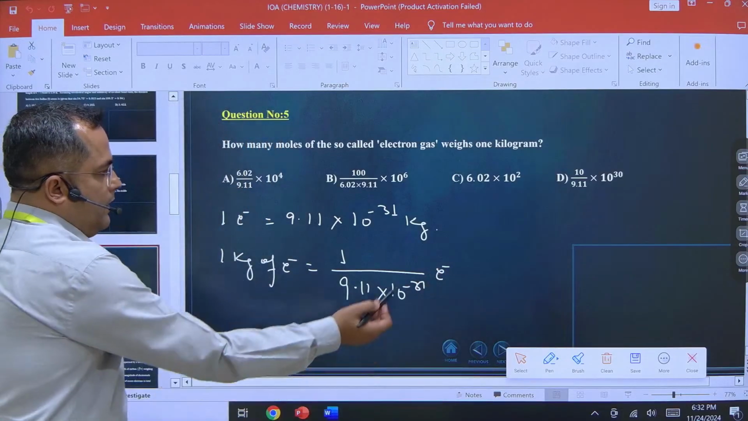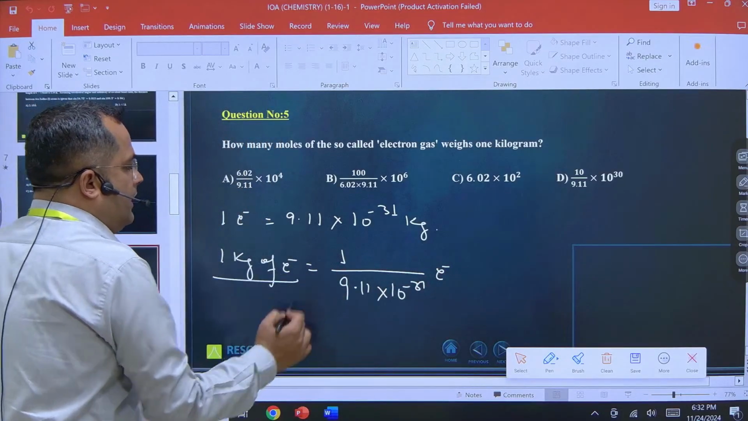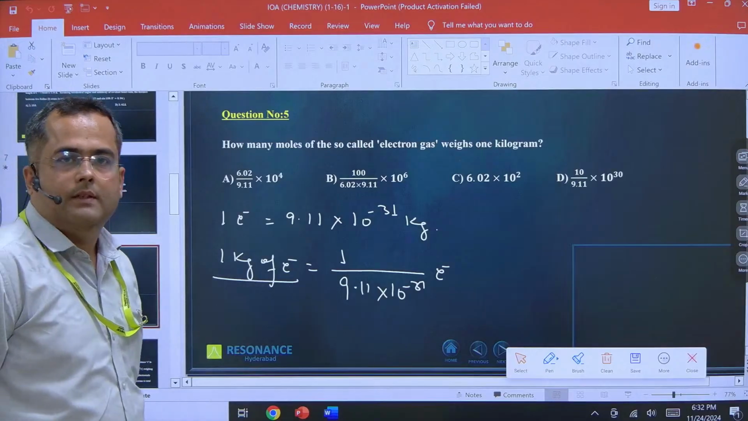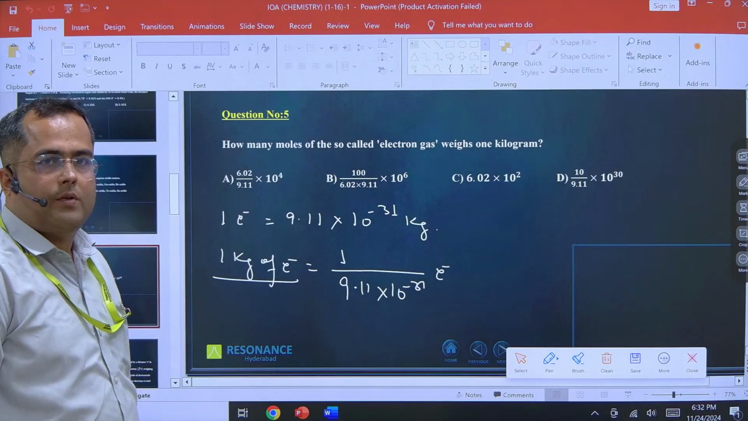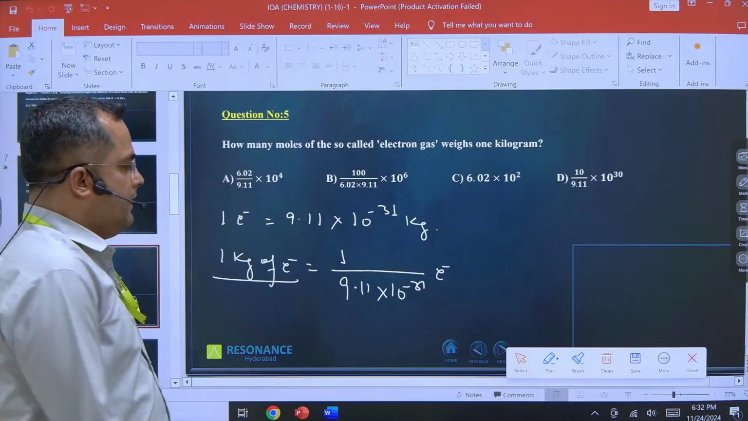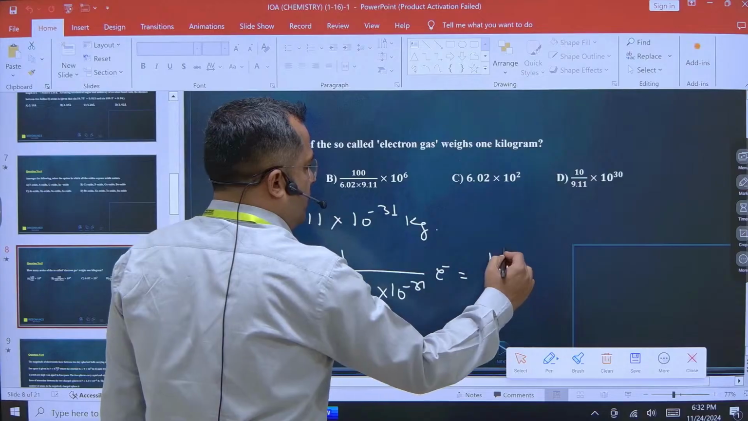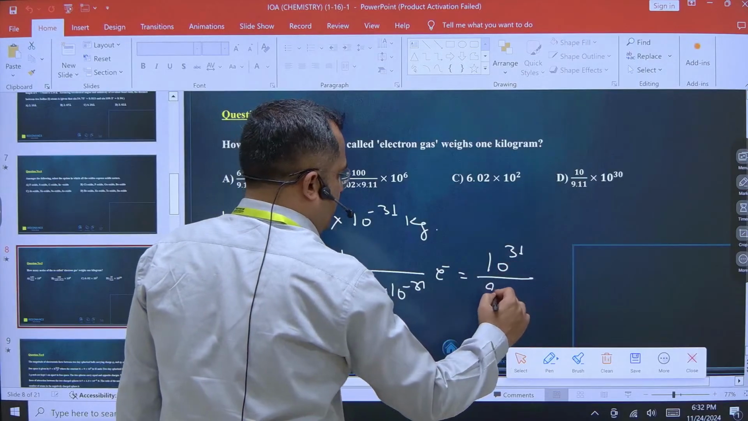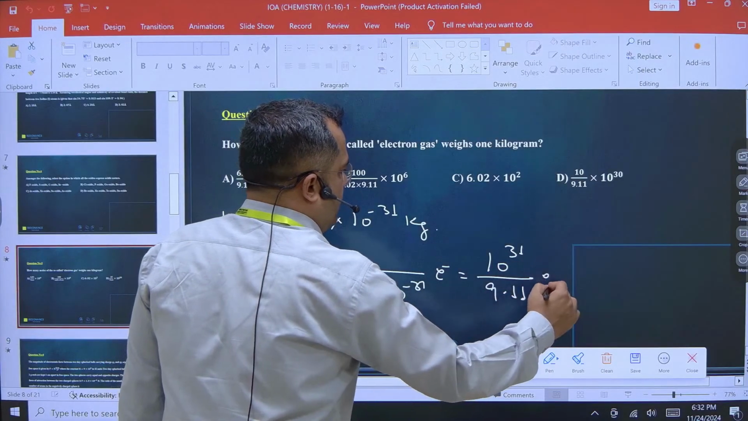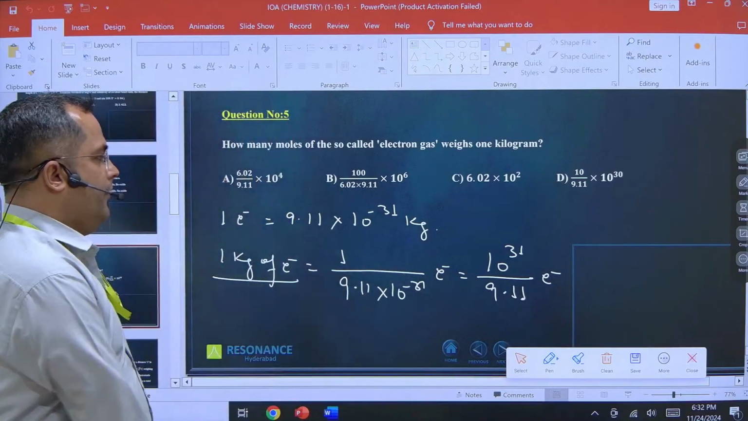These are the number of electrons in 1 kg of electron. See here, in 1 kg of electron, this much electrons is there. And if we write it properly, it will be equal to 10 to the power 31 upon 9.11 electrons.